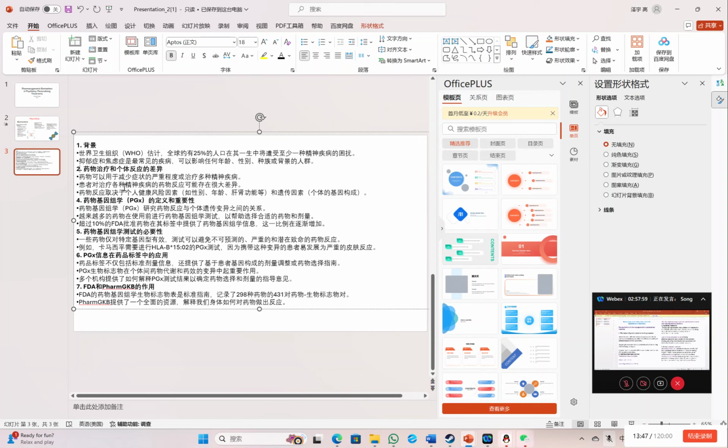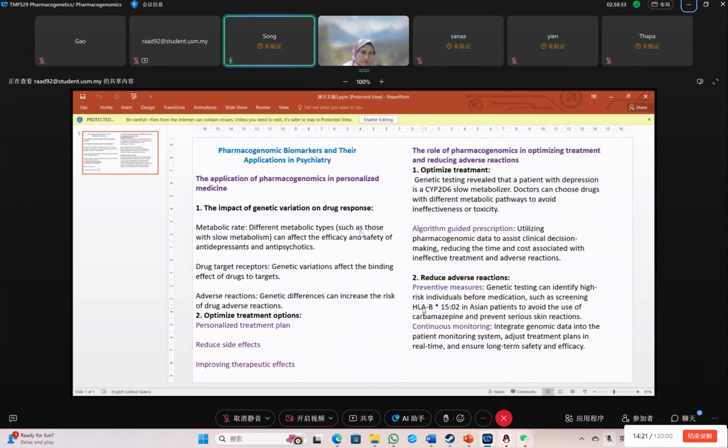Second point is drug target receptors. Genetic variation affects the binding effect of drugs to targets. For example, differences in the SLC6A4 and DRD2 genes can affect the efficiency of drugs for depression. Last point, adverse reactions. Genetic differences can increase the risk of drug adverse reactions. Genetic variations such as HLA-B are associated with the risk of severe skin reactions associated with the anti-epileptic drug carbamazepine.